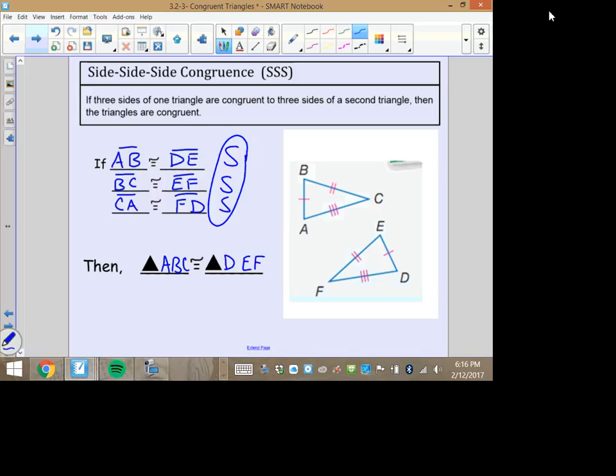Make sure that you're matching up those parts again. Triangle ABC is not necessarily congruent to triangle EFD. You have to match up the A and the D, the B and the E, and the C and the F correctly.